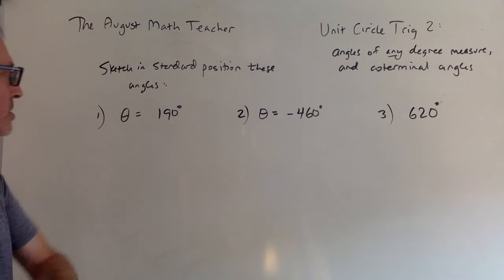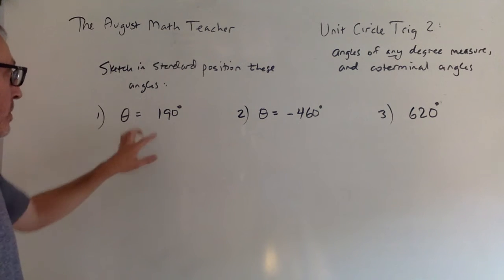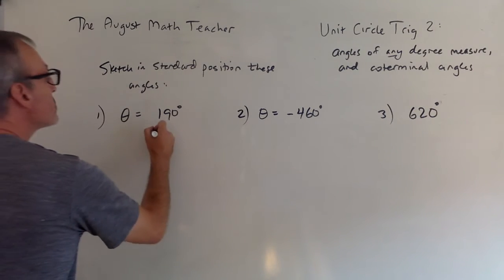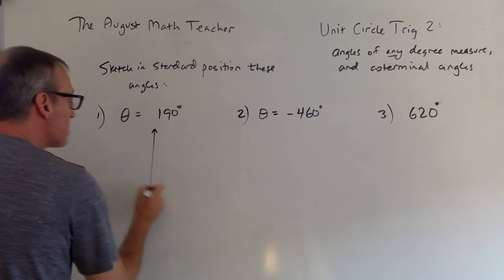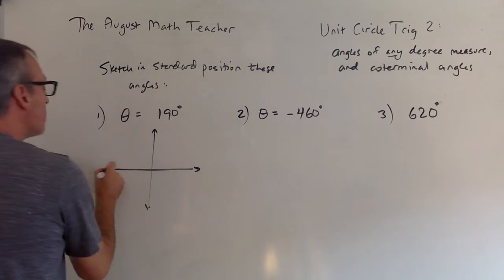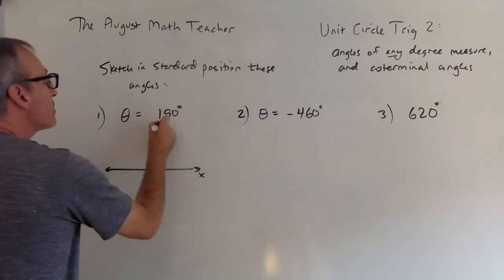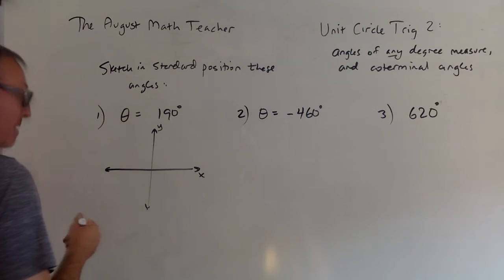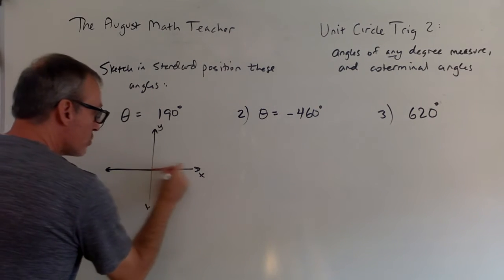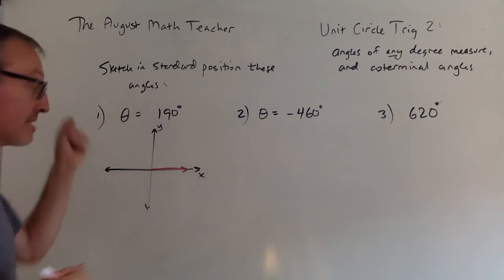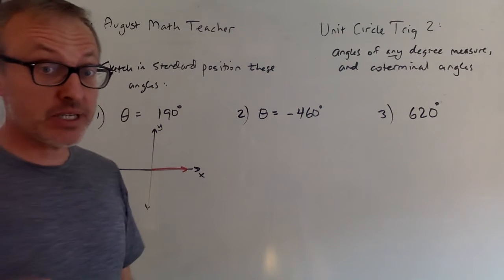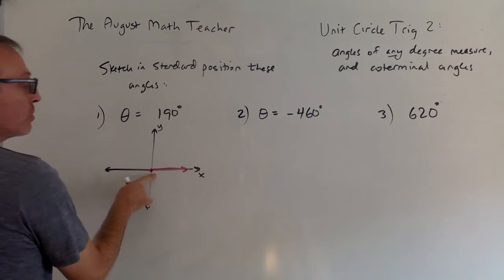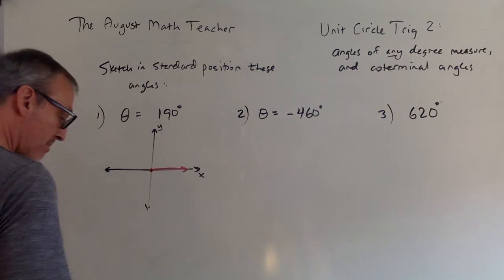So look at these three angles, and let's look at the first one. Theta equals 190. The idea is that every time you sketch an angle in standard position, it's exactly the same process. You make a picture of the coordinate plane, an x-axis and a y-axis. You start by drawing what's called the initial ray. There's always two different rays for any angle, but when you're in standard position, these two rays are very different. One is called the initial ray, and it's always, always, always starting at the origin and going in the positive x direction, making it red.